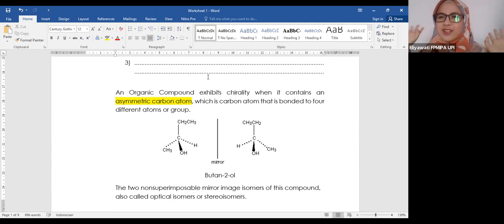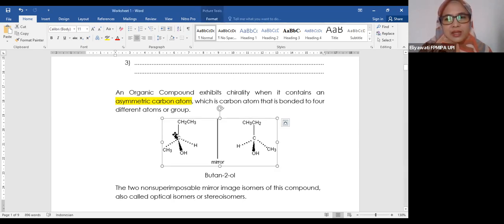I don't remember, it was a very long time ago when I studied in senior high school. Okay, asymmetric carbon atom. This one is the asymmetric carbon atom, the central one. The carbon atom in the central one, we call it an asymmetric carbon atom. An asymmetric carbon atom is the carbon atom that binds with 4 kinds of different groups.